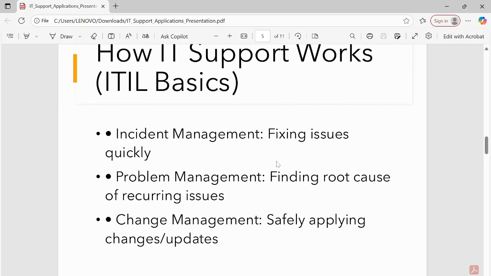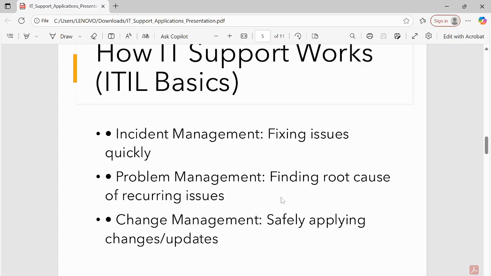These are the basics. Incident management means fixing issues quickly. Problem management means finding the root cause of recurring issues. Suppose many users are facing the same type of issue, like when logging into their applications they can't restore the space. In that case, you have to find out the root cause, since most of the users are facing this issue. This is problem management.